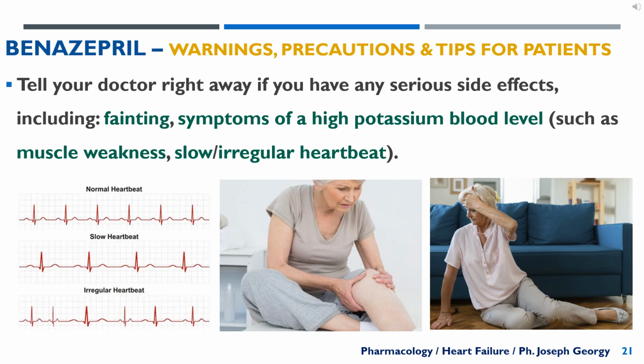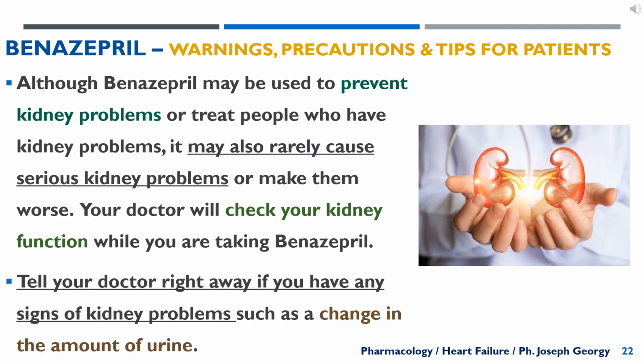Tell your doctor right away if you have any serious side effects, including fainting, symptoms of a high potassium level in blood such as muscle weakness, slow or irregular heartbeats. Although benazepril may be used to prevent kidney problems or treat people who have kidney problems, it may also rarely cause serious kidney problems or make them worse. Your doctor will check your kidney function while you are taking benazepril.